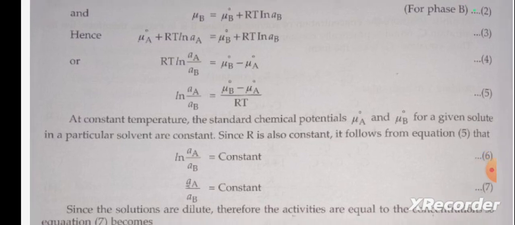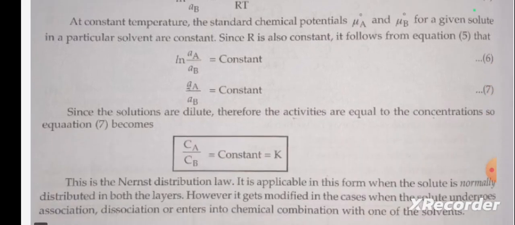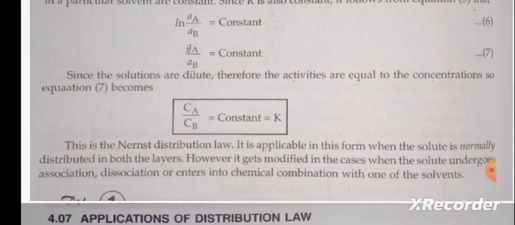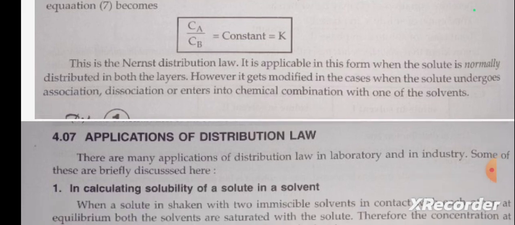At constant temperature, the standard chemical potentials mu naught A and mu naught B for a given solute in a particular solvent are constant. Since R is constant, it follows from equation 5 that ln aA by aB is equal to a constant, so aA by aB is equal to a constant. Since the solutions are dilute, the activities are equal to the concentrations. So equation 7 becomes CA by CB is equal to a constant. This is the Nernst distribution law.